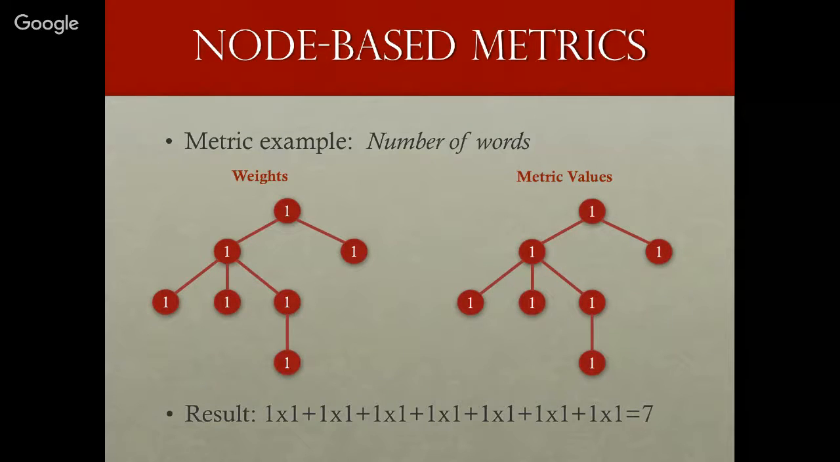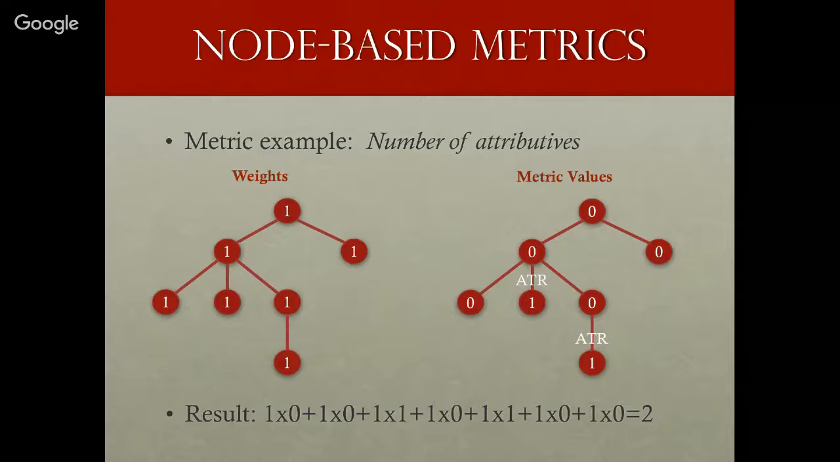So let's say a simple metric. Let's say that we want to examine how big a sentence is word-wise. Every node is a word, so the weight is 1, and the value, since every word is a word, is 1. So 1 by 1 plus 1 by 1 plus 1 by 1. This sentence has 7 words. And instead of doing that manually, the algorithm calculates that automatically.